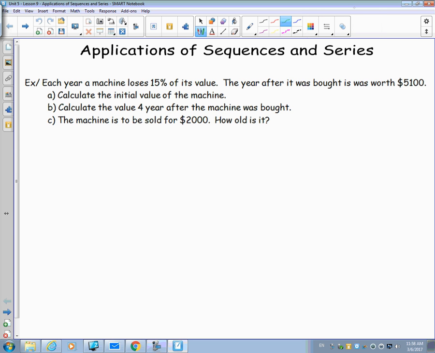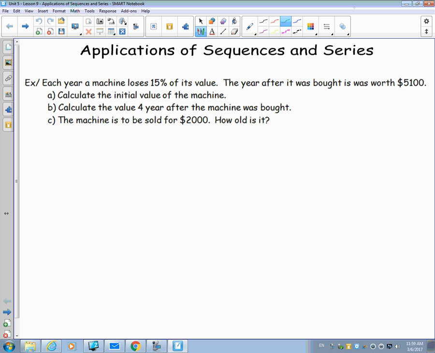This lesson is going to mix together arithmetic sequences and series, geometric sequences and series, and our challenge is going to be trying to recognize which one it is and which formula to apply. Is it a sum? Is it a term? Is it arithmetic or geometric? But there are some clues. So let's look at the first example.